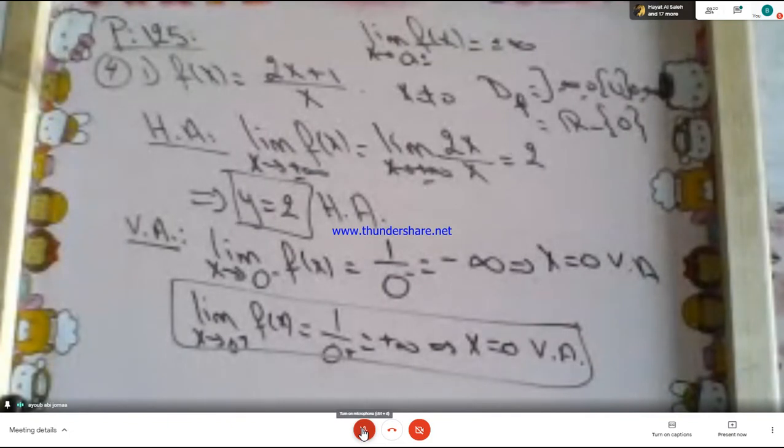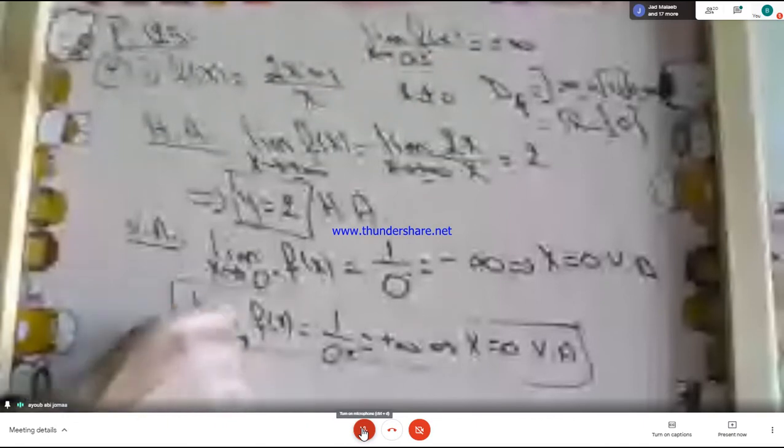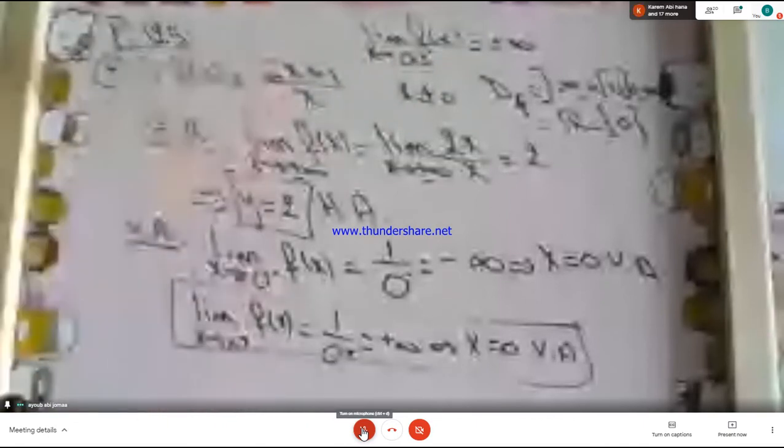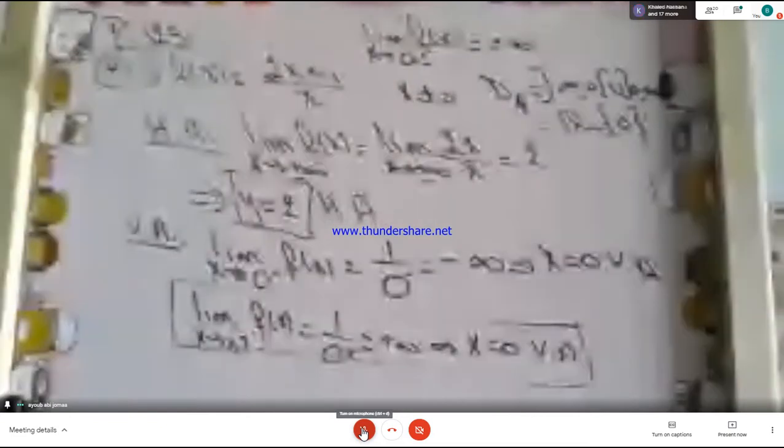Replace limit as x approaches 0. Replace x by 0. It gives 0. Okay. 1 over 0.